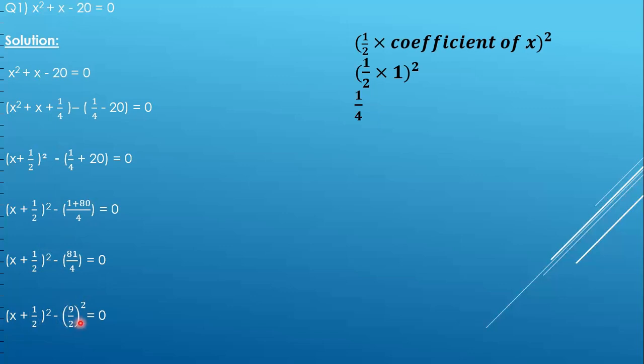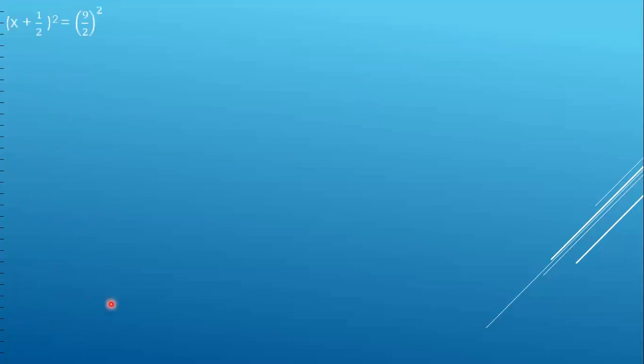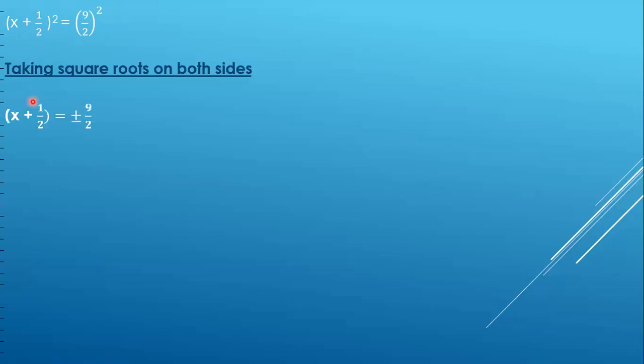Now we will take this 9/2 the whole square to the right hand side, so it becomes positive, and we will take the square roots because we don't want the square signs, so we will remove them by taking square roots on both sides. So we get x plus 1/2 is equal to plus or minus 9/2. Now this thing you have to remember, that whenever you are taking the square root of any number, you have to write plus or minus. So we are getting two things, that is plus 9/2 and minus 9/2.